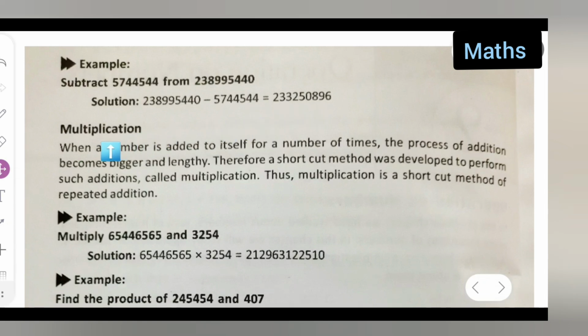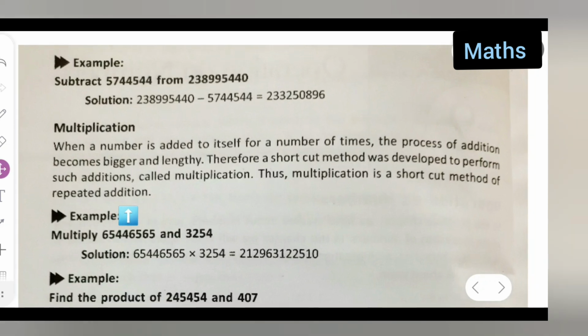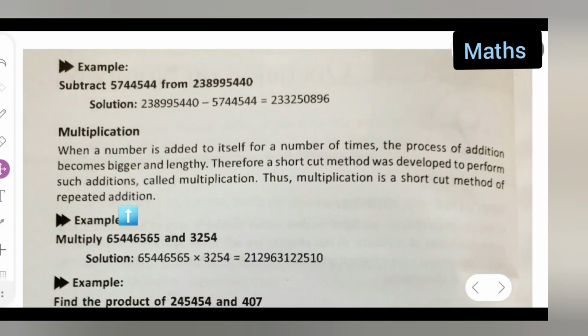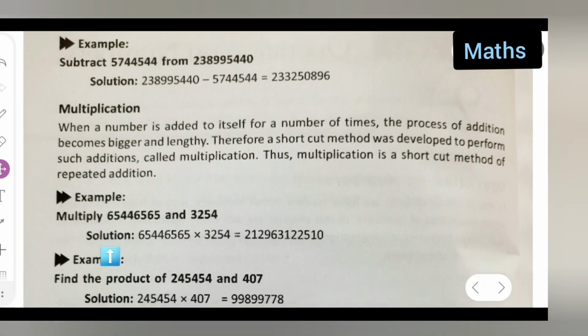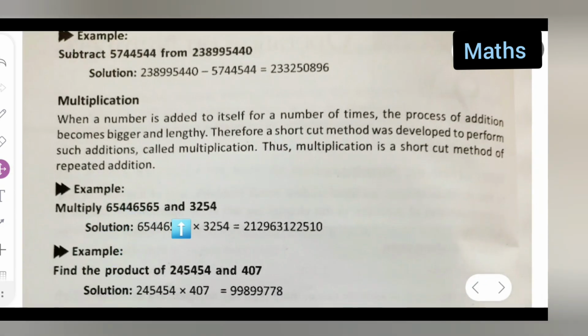So next is multiplication. When a number is added to itself a number of times, the process of addition becomes bigger and lengthy. Therefore, a shortcut method was developed to perform such additions, called multiplication. Thus, multiplication is a short method of repeated addition. The example you all have: 2 numbers are given, right? You will have to multiply these numbers and you will get a specific solution.